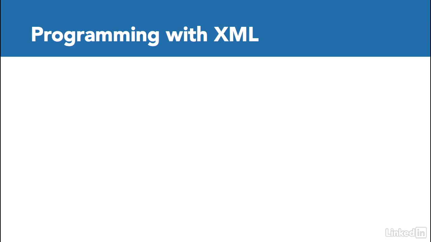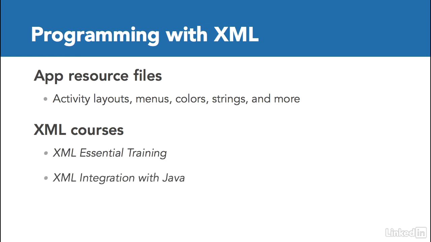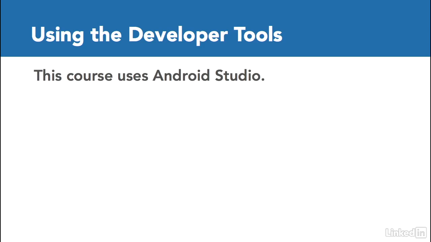If you're new to working with XML, I recommend learning a bit about it. XML is used extensively in Android apps. You'll use XML files to define activity or screen layouts, menus, colors, strings, and much more. The basics of XML vocabulary are covered in the course XML Essential Training. And to learn a bit about how to work with XML specifically with Java, you can watch the course XML Integration with Java.